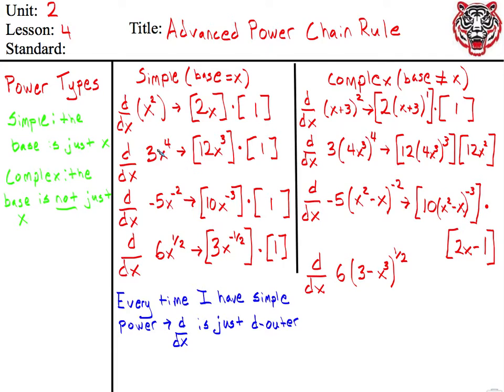Do you guys see the relationship between the left-hand side and the right-hand side? It's negative 2, 4, 2, and a half. Go ahead and write it down. So 3 times 3 minus x cubed to negative 1/2.